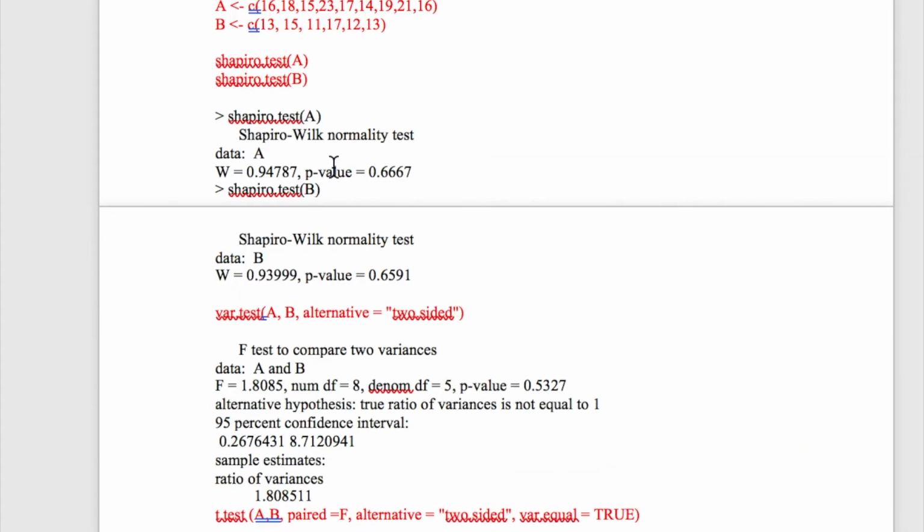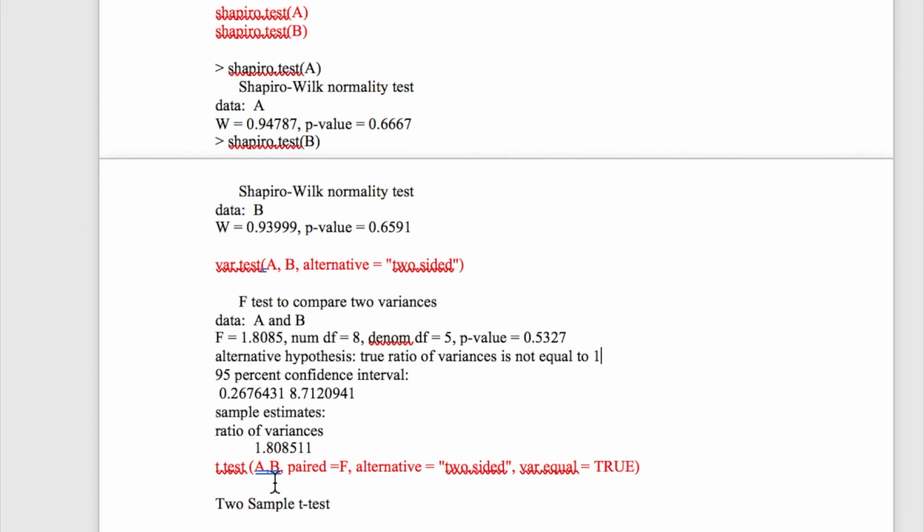However, if the Shapiro test p-value is less than 0.05 or the variance test p-value is less than 0.05, we cannot run the independent t-test like this. In this situation, we need to delete the var.equal syntax, and then R will run the Welch test by default.